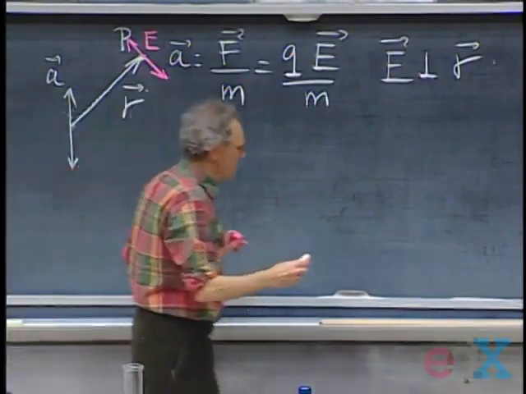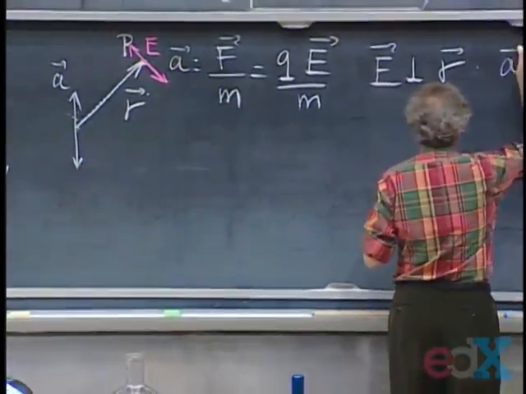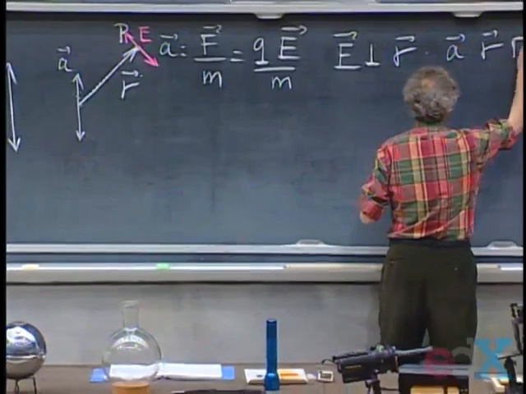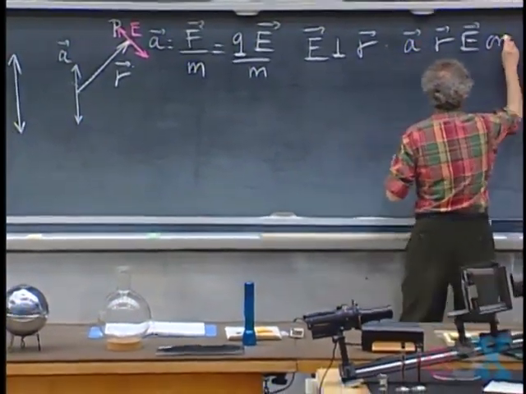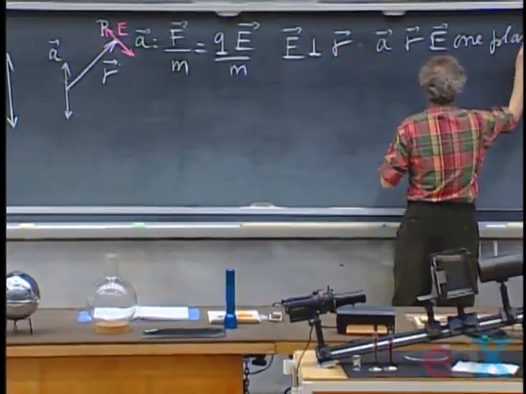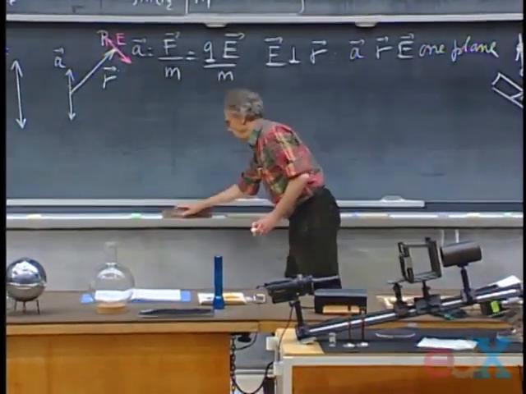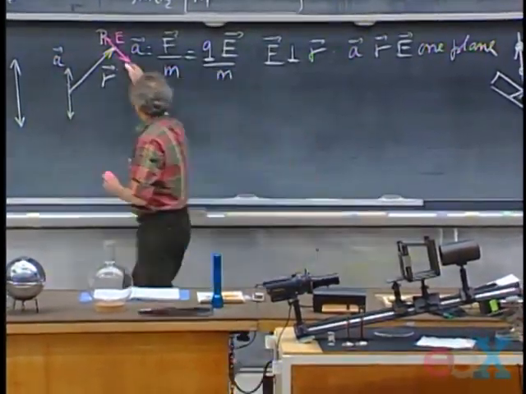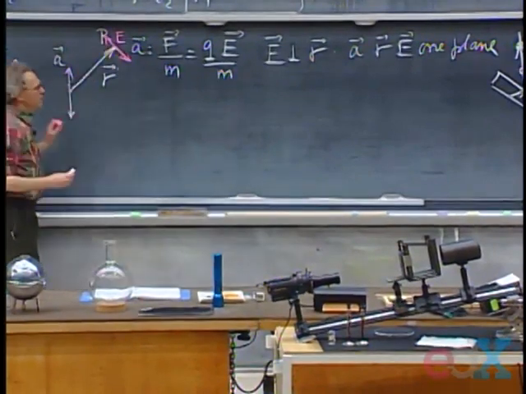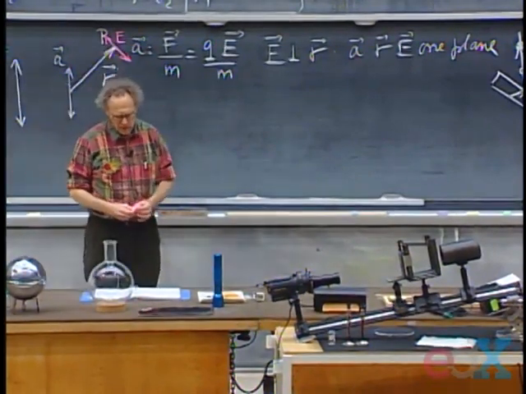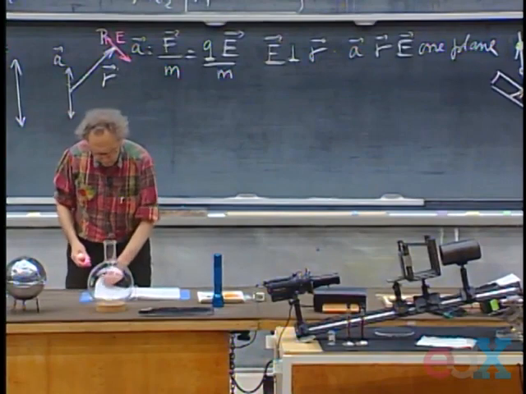And the second rule is that A, R, and E are in one plane. And that happens to be, in this case, the plane of my blackboard. But of course, that doesn't have to be the plane of the blackboard, because I can choose my point P in space here, and these rules still apply.